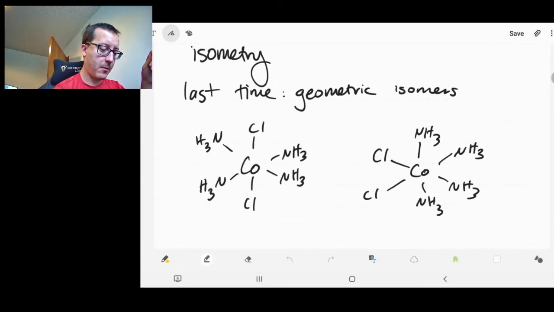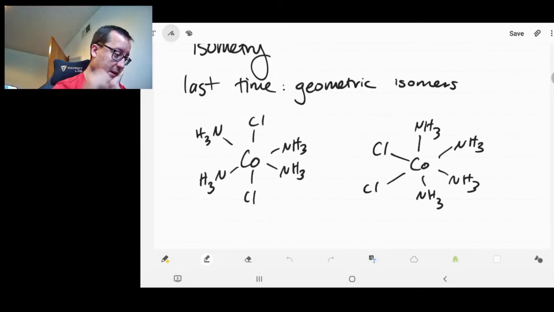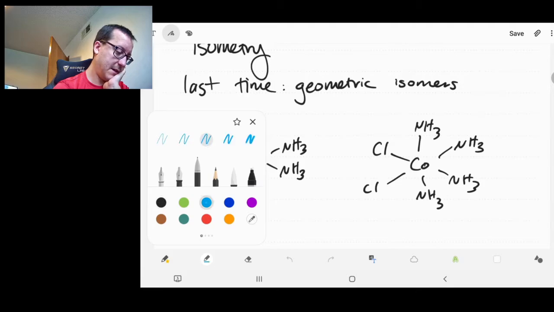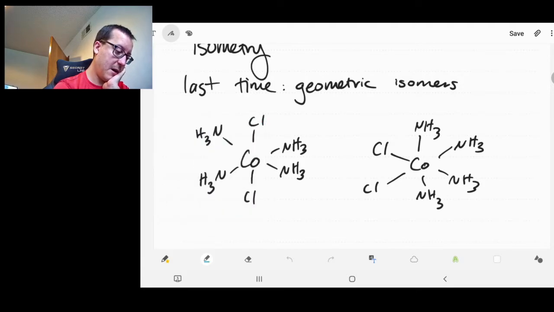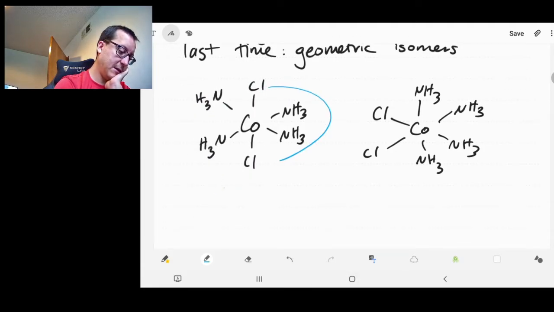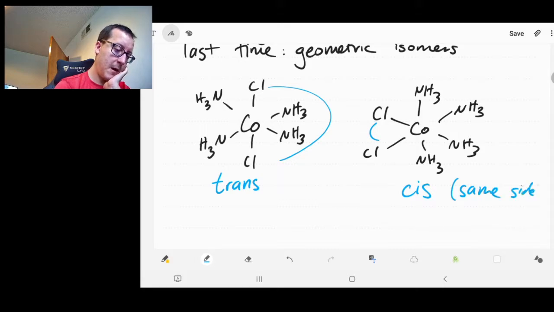So we're going to see here that this is one type of isomerism that we had, which is cis and trans. We're going to see that these two are on opposite sides of each other. We call this the trans isomer. This one will be the cis isomer. They're on the same side. And this is going to be a little bit easier to see in square planar complexes.